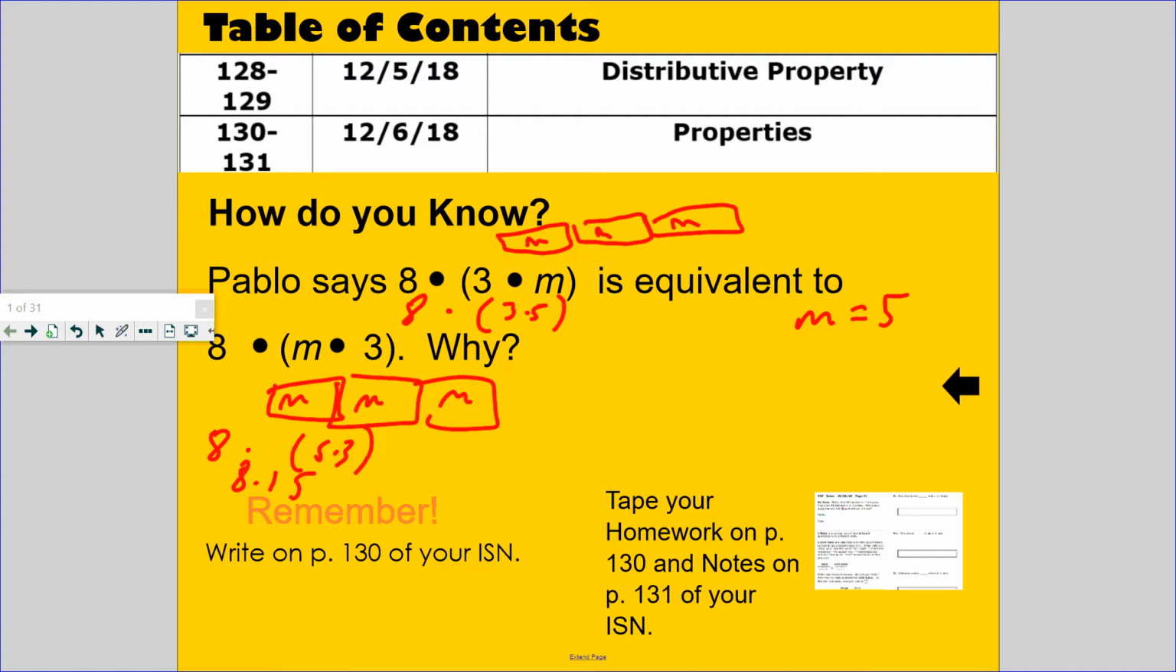So are they equivalent? Yes, because 3 times 5 is the same as saying 5 times 3, or 3 times m is the same as saying m times 3. So yes, they are equivalent.